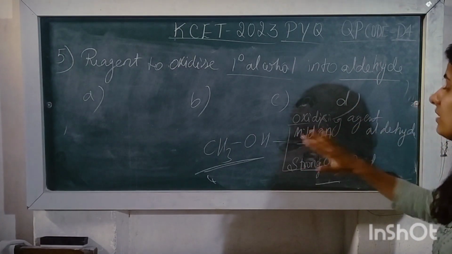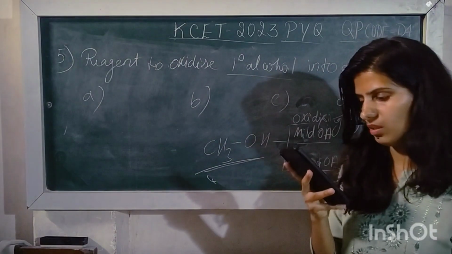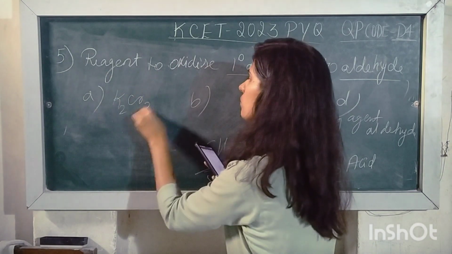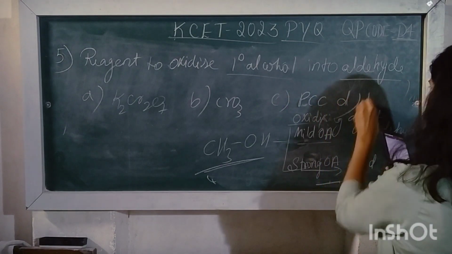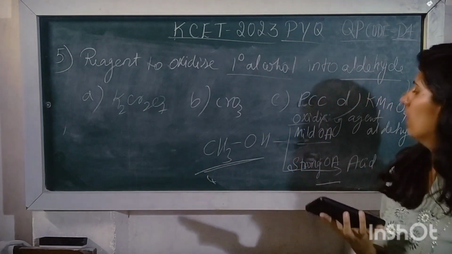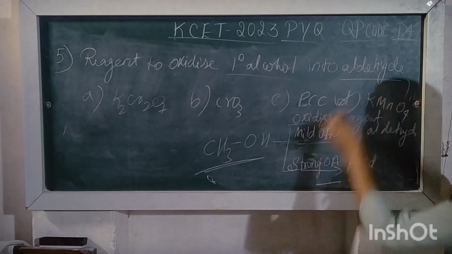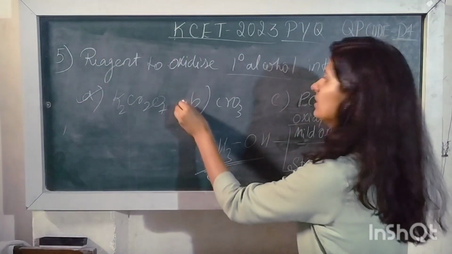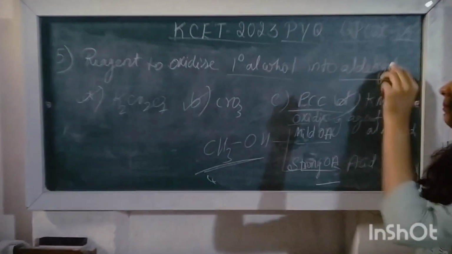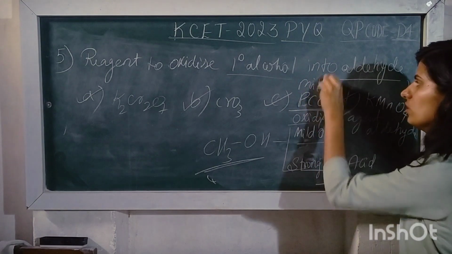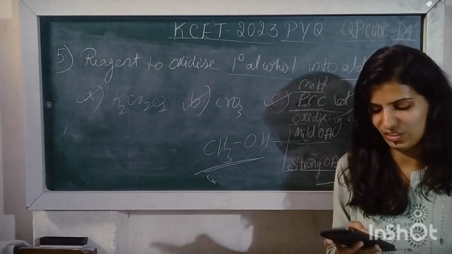So they asked primary alcohol to aldehyde, so we need a mild oxidizing agent among these options. They have given options like this. Option A, K2Cr2O7, B, CrO3, C, PCC, and D, KMnO4. We must know this, right? KMnO4 is a strong oxidizing agent, K2Cr2O7 is also strong, CrO3 is also strong, but PCC, pyridinium chlorochromate, is a mild oxidizing agent. So option number C is the correct option. Let's move on to the next question.